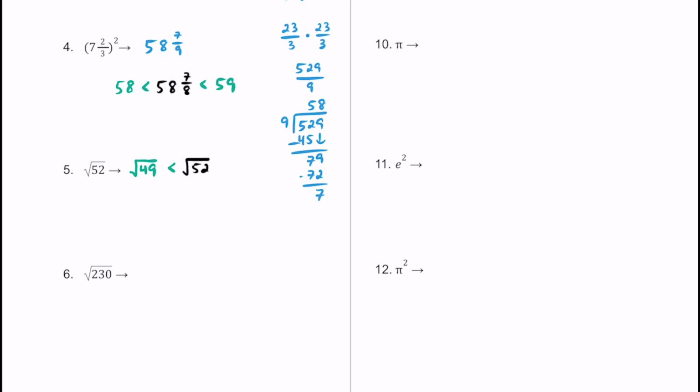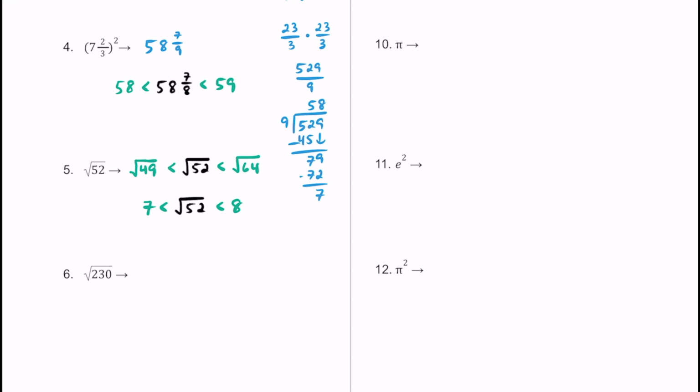And this has to be less than what? 7 times 7 is 49, but 8 times 8 is 64. So this would be the square root of 64. The square root of 49 is 7. So 7 is smaller than the square root of 52, which has to be smaller than 8 because the square root of 64 is 8. So we know that the square root of 52 has to be between 7 and 8.